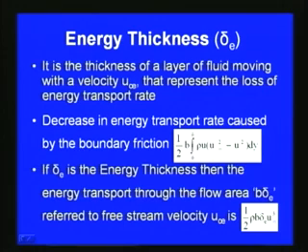So the decrease in energy transport rate caused by the boundary friction, we can write as, if we consider a fluid width as b, half b integral 0 to delta rho u infinity square minus u square dy. So if delta E is the energy thickness, then the energy transport through the flow area b into delta E, referred to the free stream velocity u infinity, is half rho b delta E u infinity cube.